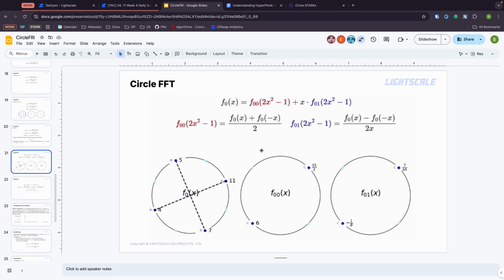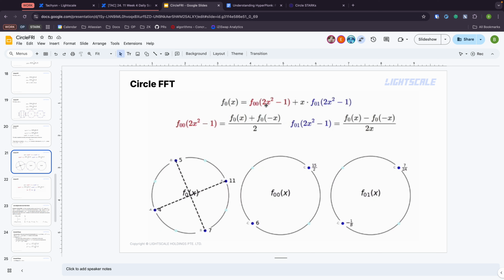Okay, so those 2 points, if you get one of the points and then you add x times one of the points on f01, that equals like 11. For example, c, that 15 over 2 plus x times 7 over 2a equals 11. Is that what it is?